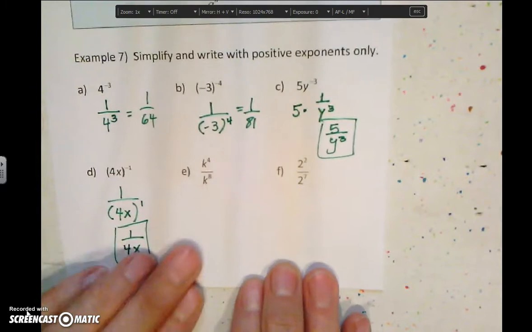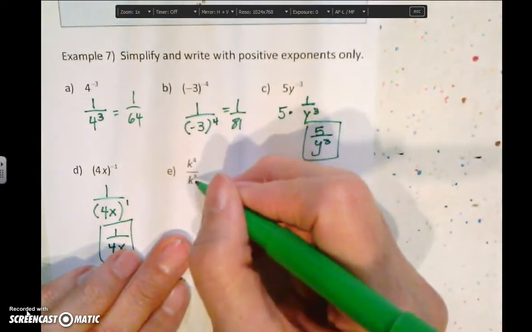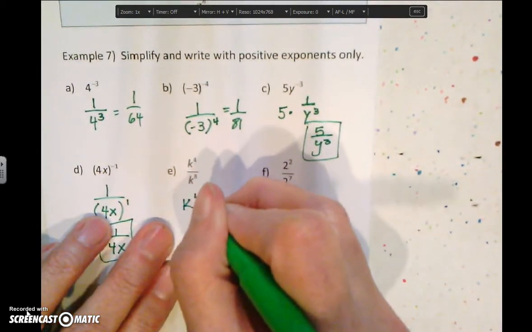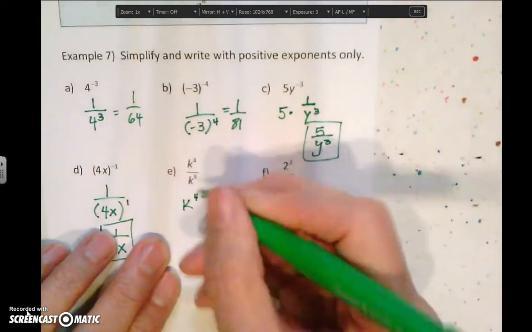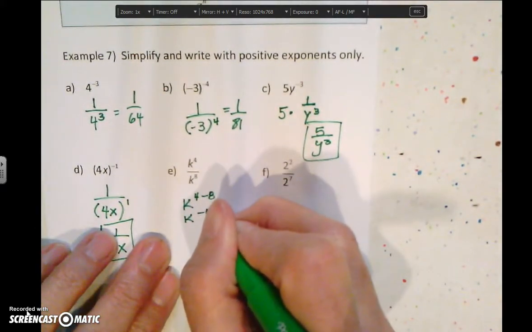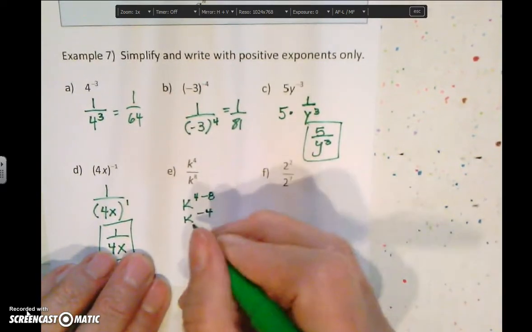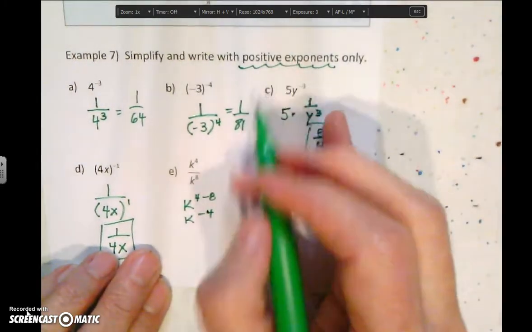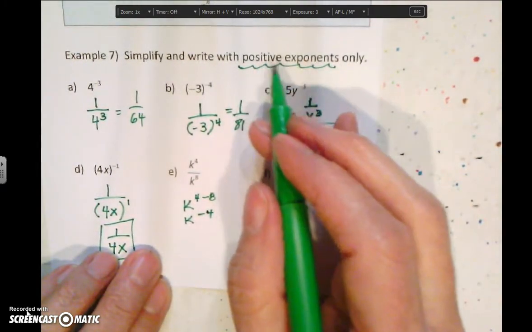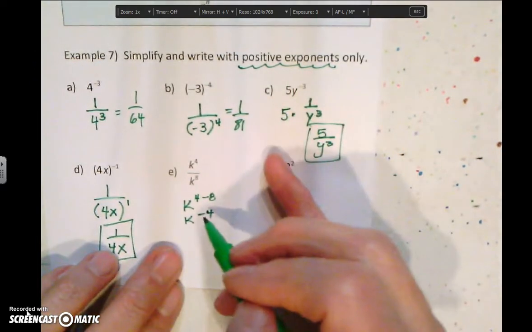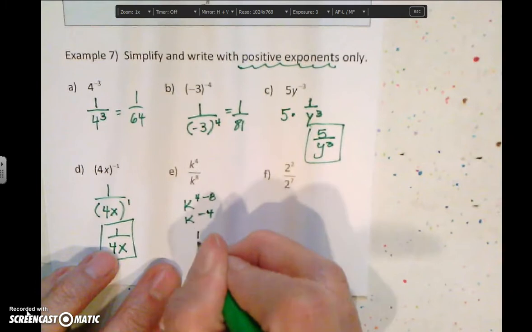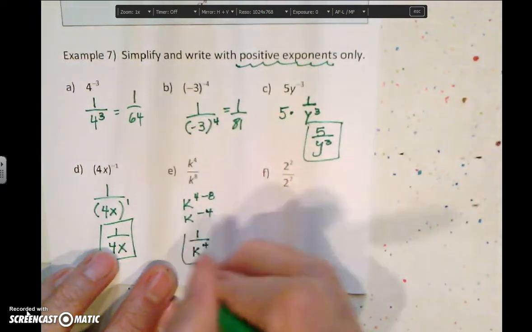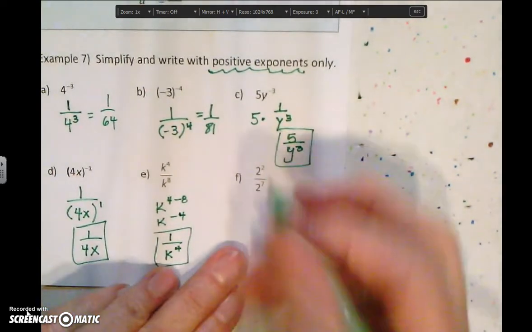E, I have k to the 4th over k to the 8th. So I'm going to use my quotient rule and say that's 4 minus 8. So that gives me k to the -4 power. And then notice up here, it says write with positive exponents only. So from here on out, you're always going to pretty much see that. You never leave a negative exponent in your final answer. So then I'm going to then drop my base of k down and make it a positive 4 for my answer.